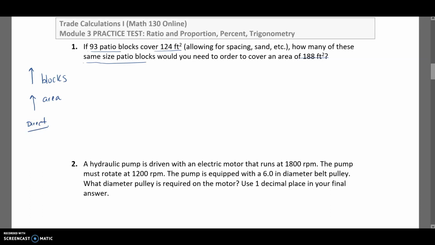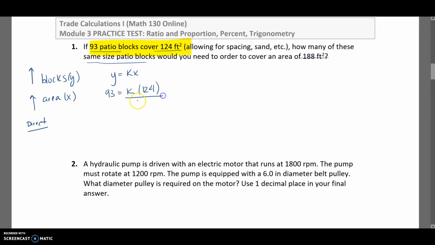So we can start by figuring out our value for k. We know from our formula sheet that for a direct relationship, y equals k times x. I like to set these problems up so that the variable I'm solving for is labeled y, so my patio blocks will be y, and the area covered will be x. So subbing in the information for one set of values that I know, both x and y, I have 93 blocks equals k times our area x, 124 square feet.